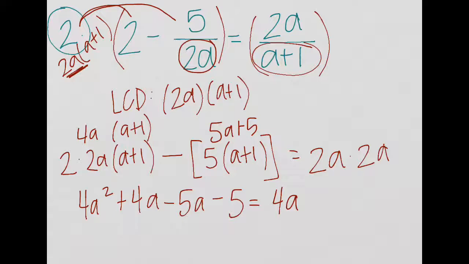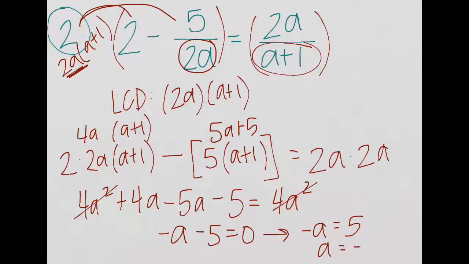That equals, on the right side, 2a times 2a, which is 4a squared. So we want to get everything on one side of the equal sign, and it actually turns out that the 4a squareds are going to cancel each other, and then 4a minus 5a is negative a, minus 5 equals 0. Solving for a, we get negative a equals 5, so a equals negative 5.